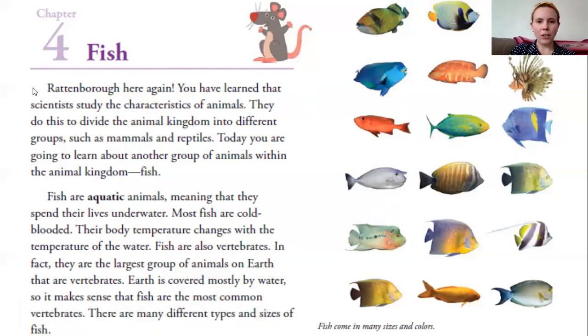Rattenborough here again. You have learned that scientists study the characteristics of animals. They do this to divide the animal kingdom into different groups, such as mammals and reptiles. Today you're going to learn about another group of animals within the animal kingdom, fish.